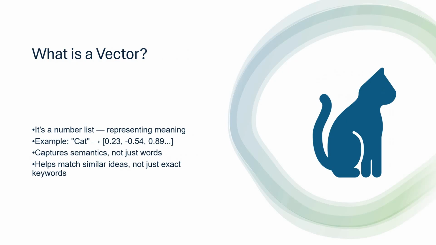Instead of storing plain text, they store vectors. That's the number lists that capture the meaning of words, sentences, and even images. Remember, for example, the word cat might be stored as a vector like 0.23, -0.54, 0.89, and so on. Words with similar meaning, like kitten, will have vectors very close to each other. This way, it helps match similar ideas, not just keywords.